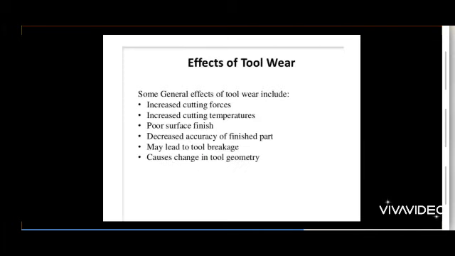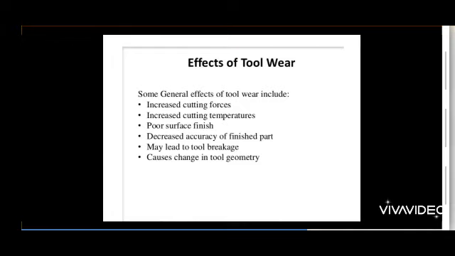Some general effects of tool wear include increased cutting force. Because of the tool wear, the geometry of the tool will change, and once the geometry changes, it increases the cutting force. As you know, which angle contributes to what? Rake angle is for tool life and type of chip formation. Clearance angle is for machined surface. Cutting edge angle is for cutting force and temperature. So cutting force and temperature depend on the cutting edge angle.